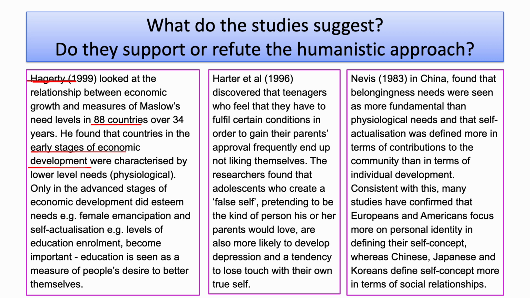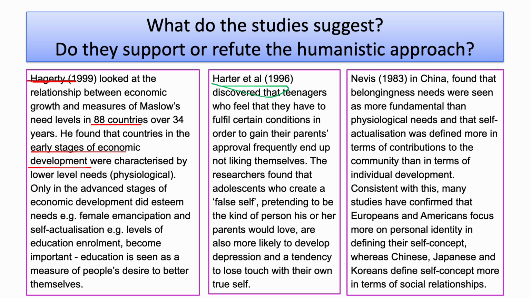Harter et al. is support for the approach and this idea that we should take a holistic approach, because teenagers who feel they have to fulfill certain conditions end up not liking themselves, they end up disliking themselves. So it is about that importance of understanding the individual, being holistic, being subjective in an approach and helping individuals rather than trying to create general laws.